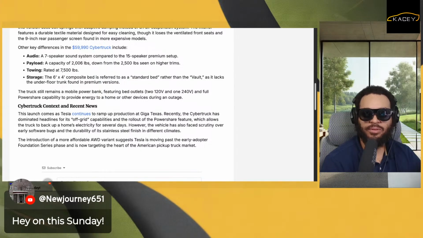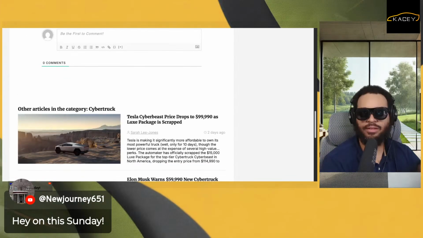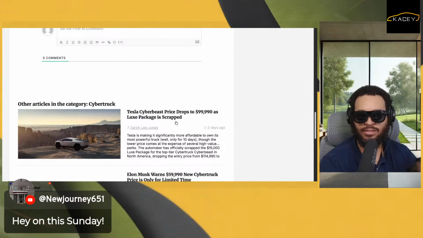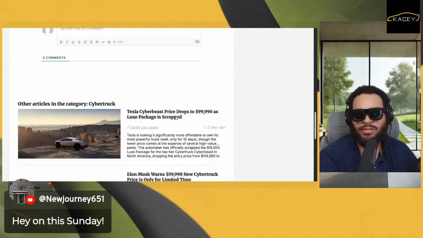Yes, but you don't get the 2 inside anymore. And yeah, that's the important stuff. So let's see if they covered the Elon goosing I heard of, but have yet to verify. Cyberbreeze drops to 99,990 as the Lux package is scrapped. I heard about that. I didn't check into it, and that is annoying because the Lux package is the one I wanted. But that is probably mostly because Elon needs his little paycheck with the however many millions of subs of FSD.